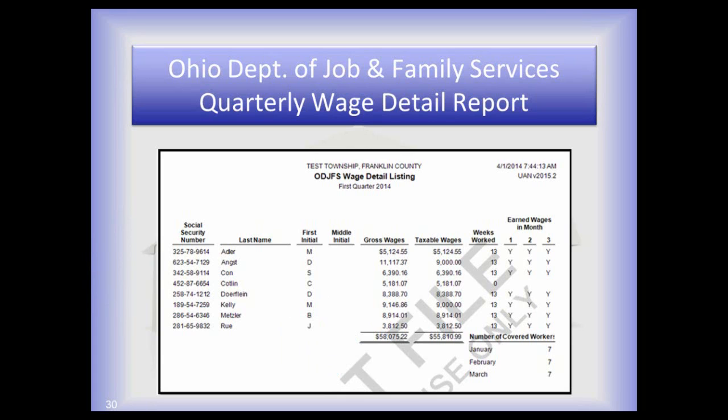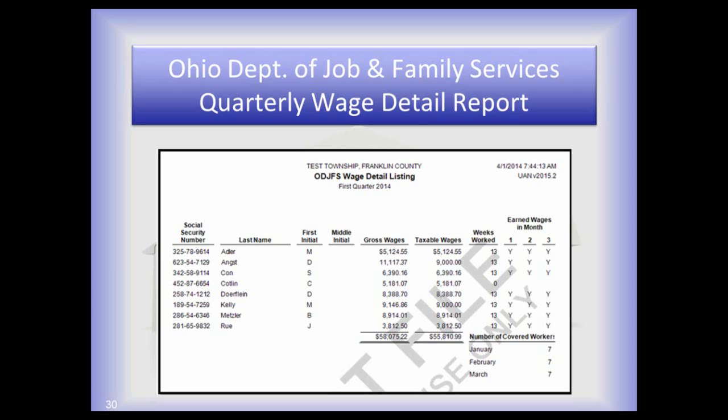Both reports must be filed no later than the last day of the first month following the close of the calendar quarter for which the report is being filed. For example, January, February, March is due by April 30th.